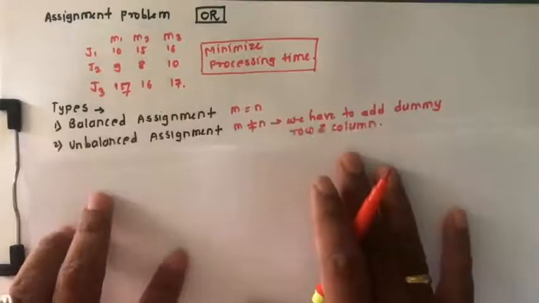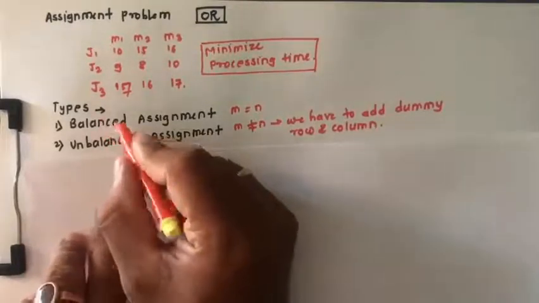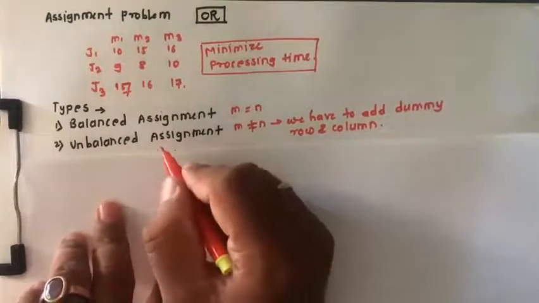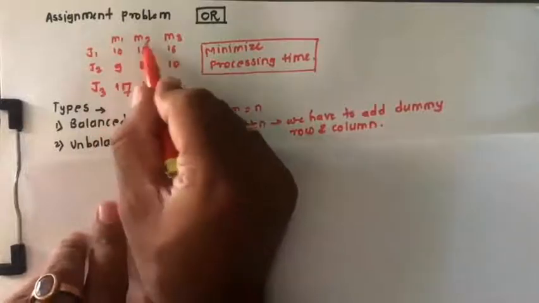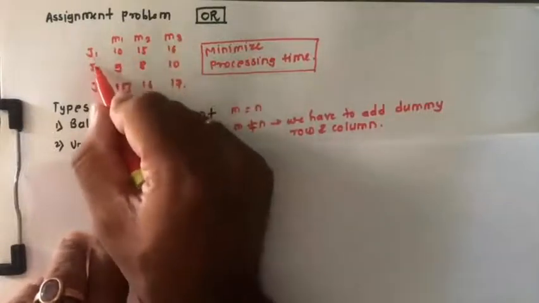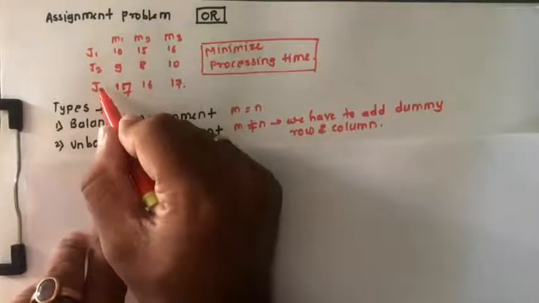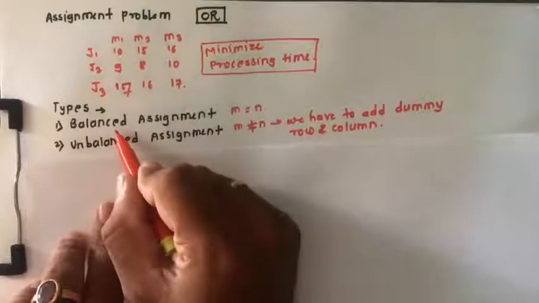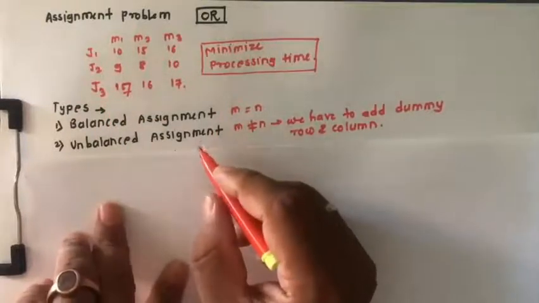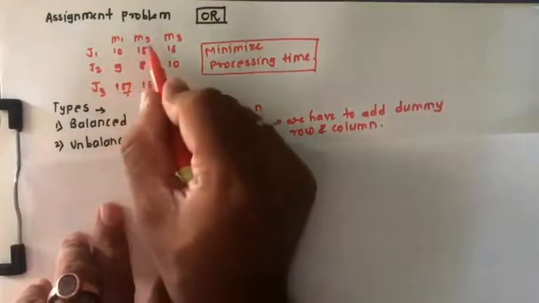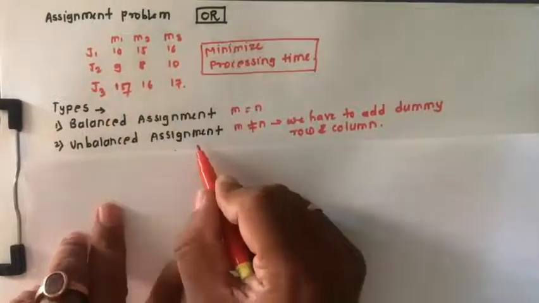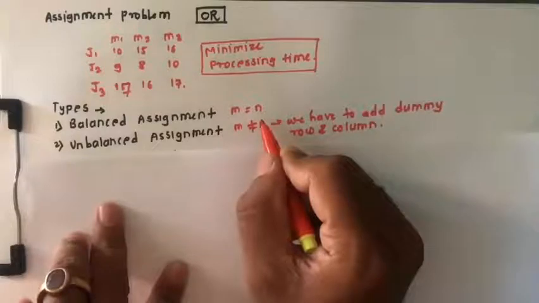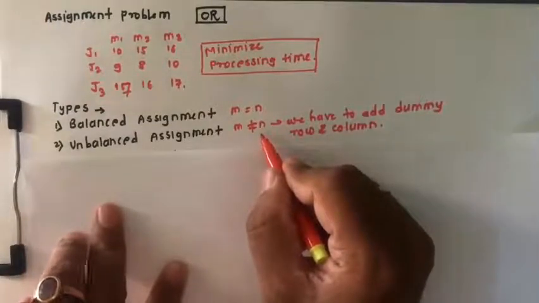So first of all, there are two types of assignment problems. First type is the balanced assignment and second one is the unbalanced assignment problem. Now we discuss what these two types are. So M1, M2 and M3 are the three columns and J1, J2 and J3 are the three rows. Suppose the number of columns is equal to the number of rows, then we call it a balanced assignment problem. And if we have four jobs and only three machines, then we call it an unbalanced problem. That means suppose M is the number of rows and N is the number of columns and M is not equal to N, then we call it an unbalanced assignment problem.